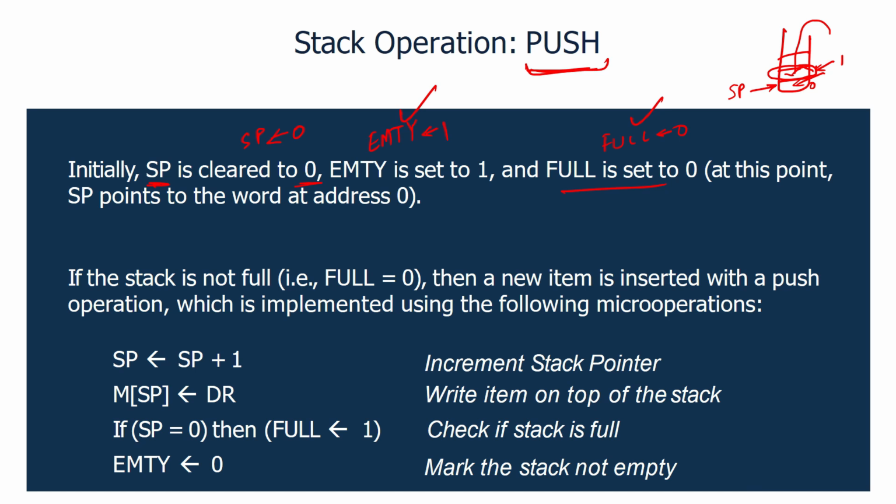Now if the stack is not full, then a new item is inserted with a push operation, which is implemented using the following micro operation. Initially we will be doing SP equal to SP plus 1, so this 0 will become 1, it will be incremented by 1, and the data register value is put into the memory at SP. This memory location is filled with value of DR. If my SP is 0, then full equal to 1.